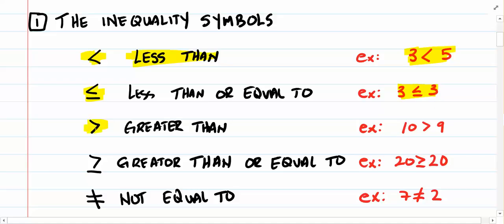If the arrow is pointing to the right, we have a greater than. An example means 10 is greater than 9. Pretty straightforward. If it's greater than or equal to, then I could say that 20 is greater than or equal to 20 because it's still a true statement. And then there is not equal to, which is one that students sometimes forget, and as an example we can say 7 is not equal to 2.